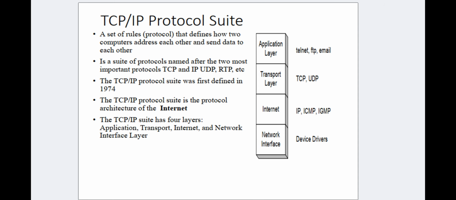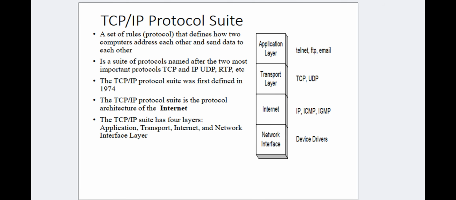The TCP/IP protocol suite, a set of rules, or protocols, that defines how two computers address each other and send data to each other, is a suite of protocols named after the two most important protocols, TCP and IP. It also includes UDP, RTP, etc. The TCP/IP protocol suite was first defined in 1974. It is the protocol architecture of the Internet.